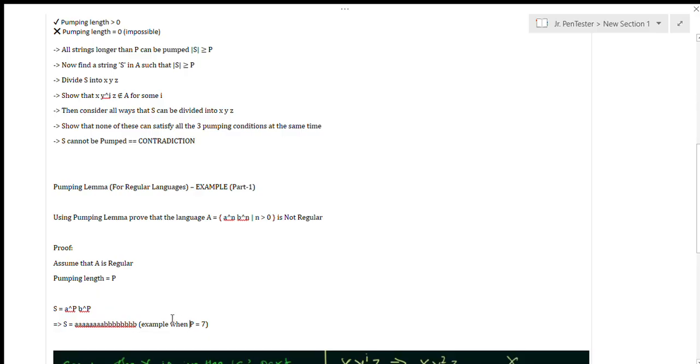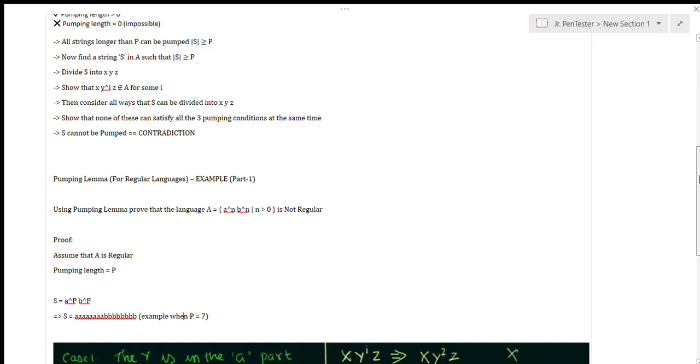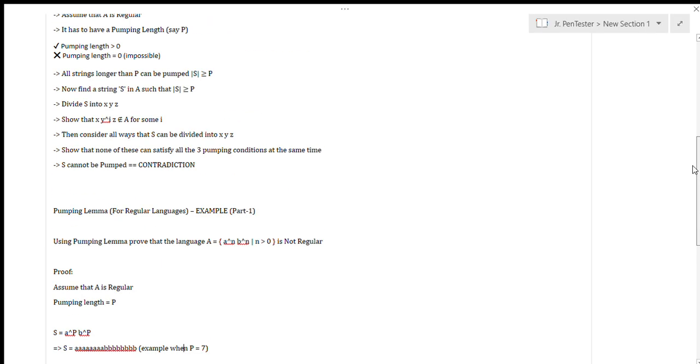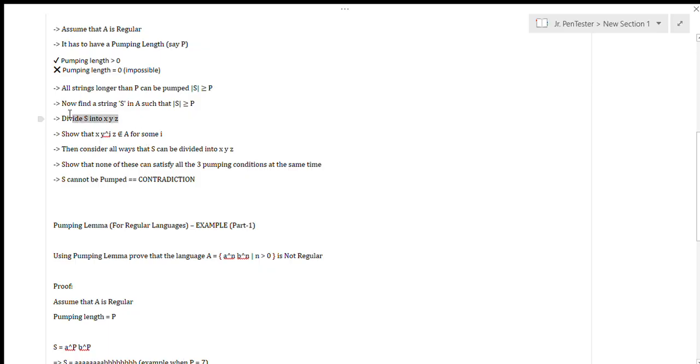Now you could have taken any power of n over here as long as the length of your string was greater than or equal to the pumping length. You should be fine. But to be safe, I took the pumping length, 7, as the power. Now the next step was to divide S into three parts, X, Y, and Z. And like I said, we will consider all the ways that S can be divided into X, Y, and Z.